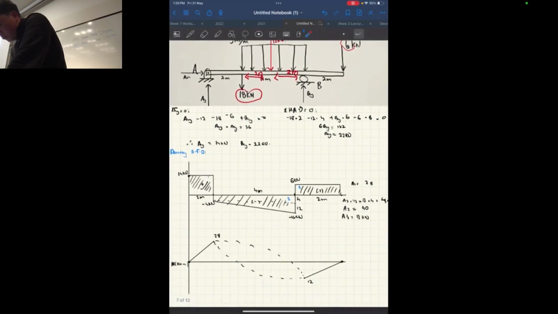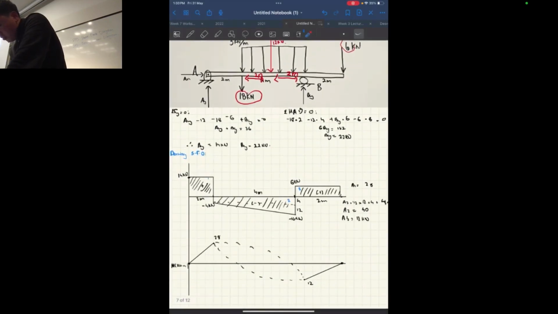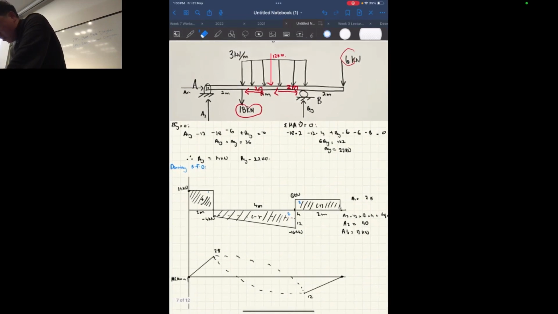Now we move on to BMD. Basically the BMD is just the area of the SFD.